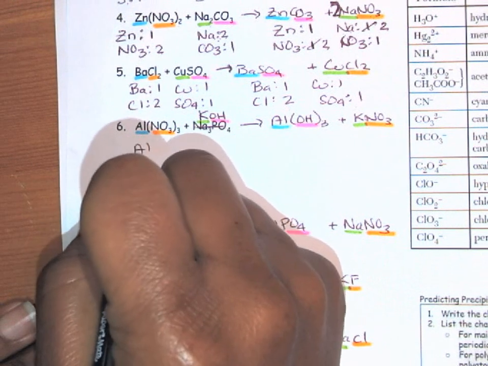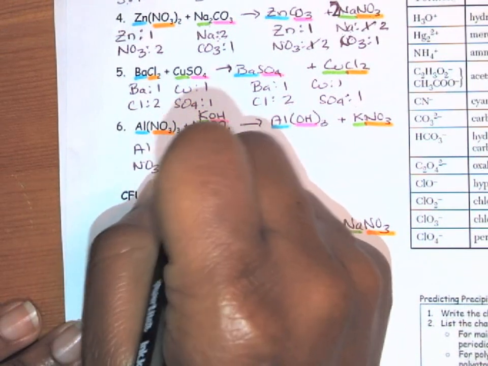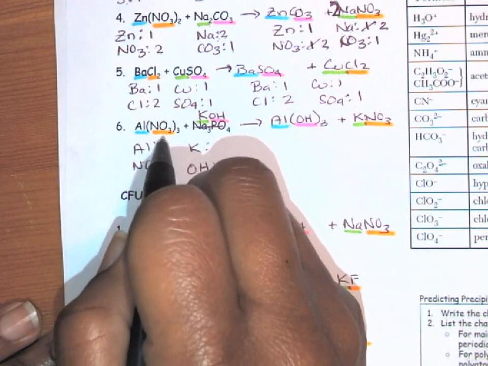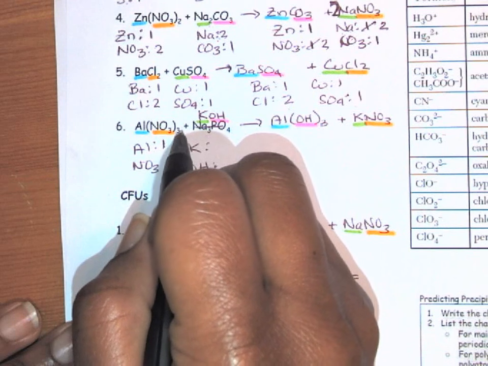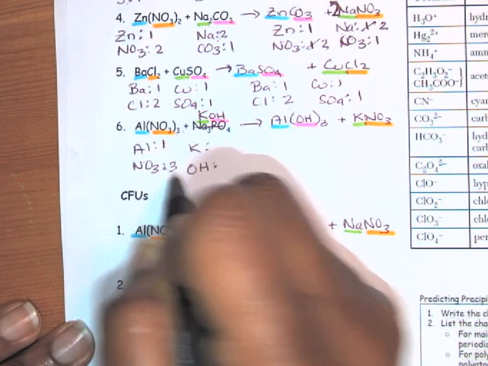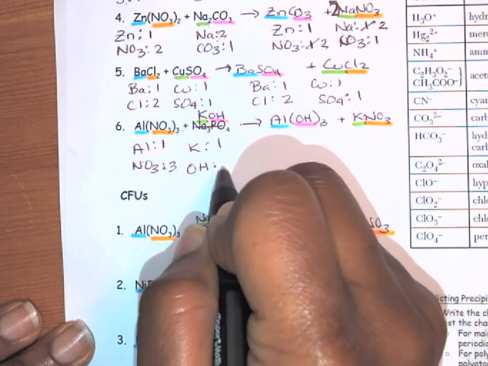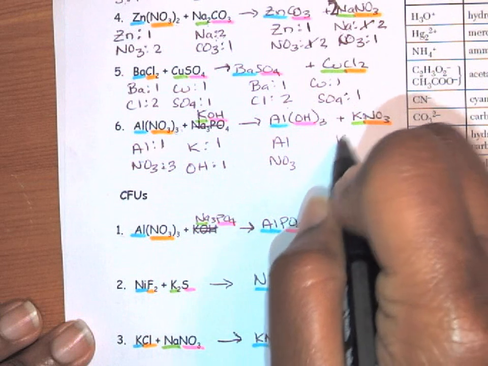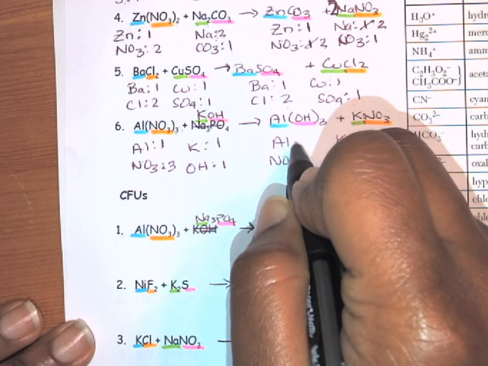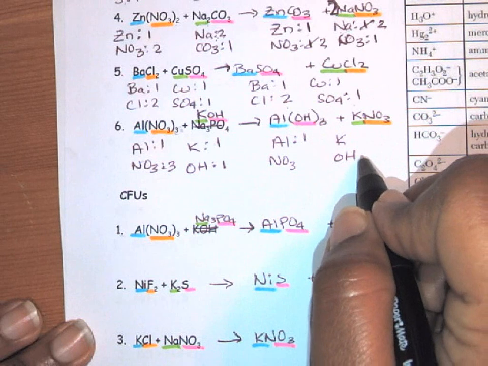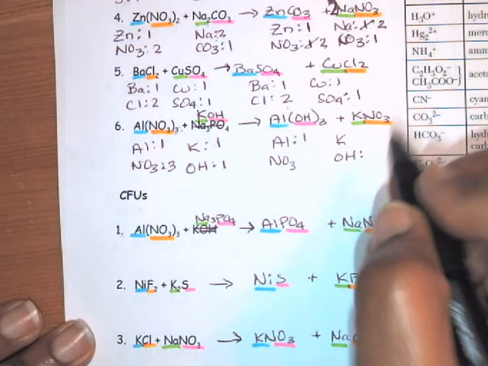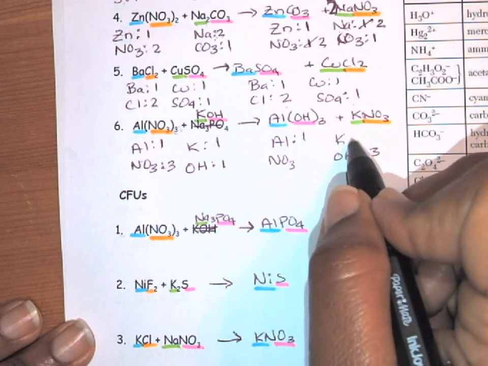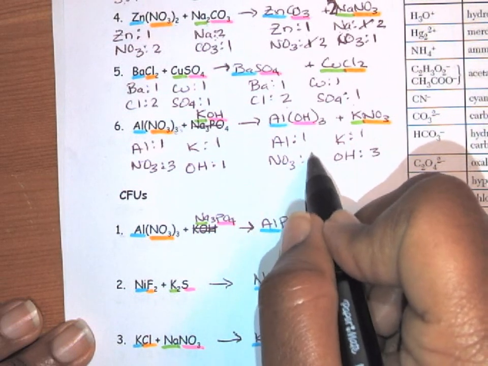Last example, aluminum, I have nitrate, I have potassium, and I have hydroxide. All right, let's get our tally. I've got 1 aluminum. I've got 3 nitrates. It's the number on the outside of the parentheses that tells me I have 3. I have 1 potassium, and I have 1 hydroxide. On this side, let's check it out. I've got 1 aluminum. I've got 3 hydroxides. And I've got 1 potassium and 1 nitrate.